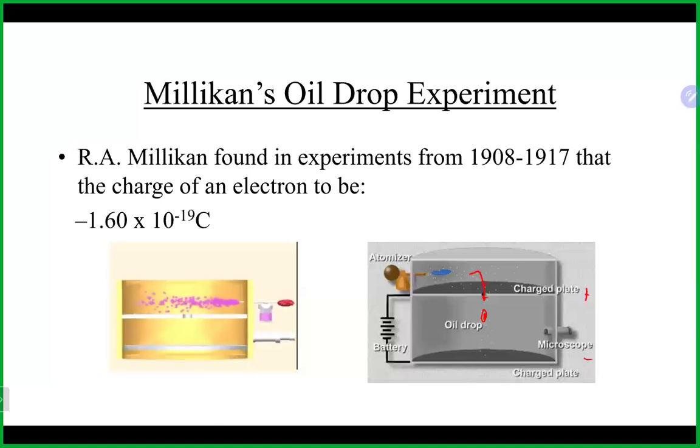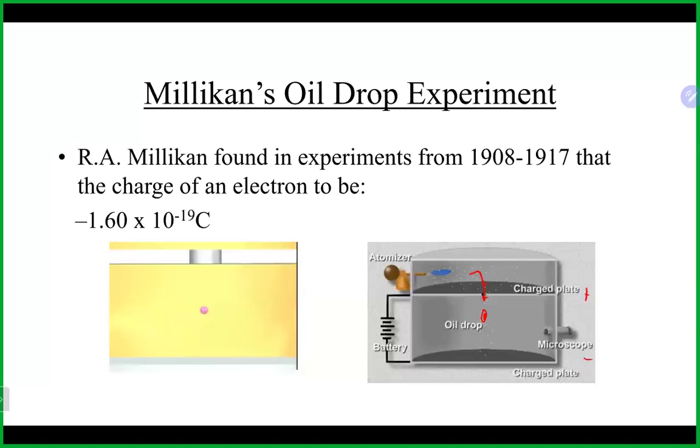There you go. So there goes the oil droplets. It's going to start to fall, pick up a charge, and adjusting the electrical field will suspend the oil droplet there. And again, what that allowed Millikan to do through the oil drop experiment was to figure out the charge of an electron. The charge of an electron that he figured out was negative 1.6 times 10 to the negative 19 coulombs.